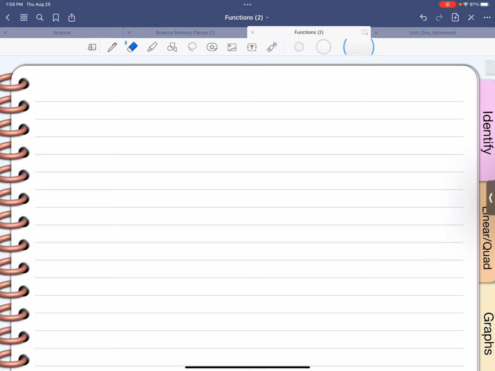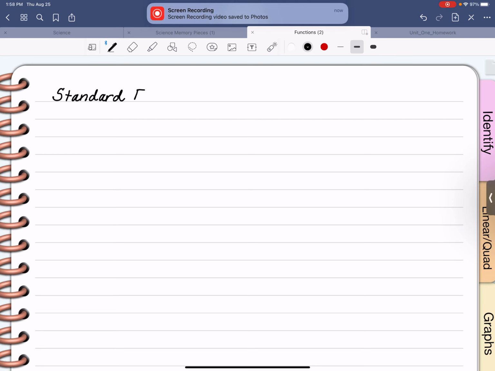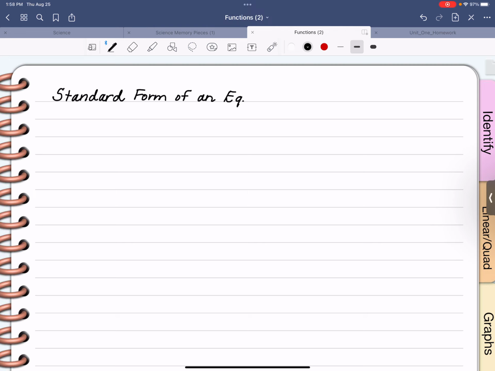You need to know what the standard form of an equation looks like. So let me give you an example. If you're using the textbook, you can follow along with me. I'm just using their examples. I'm on page 158. The standard form of an equation is this: ax plus by equals c.